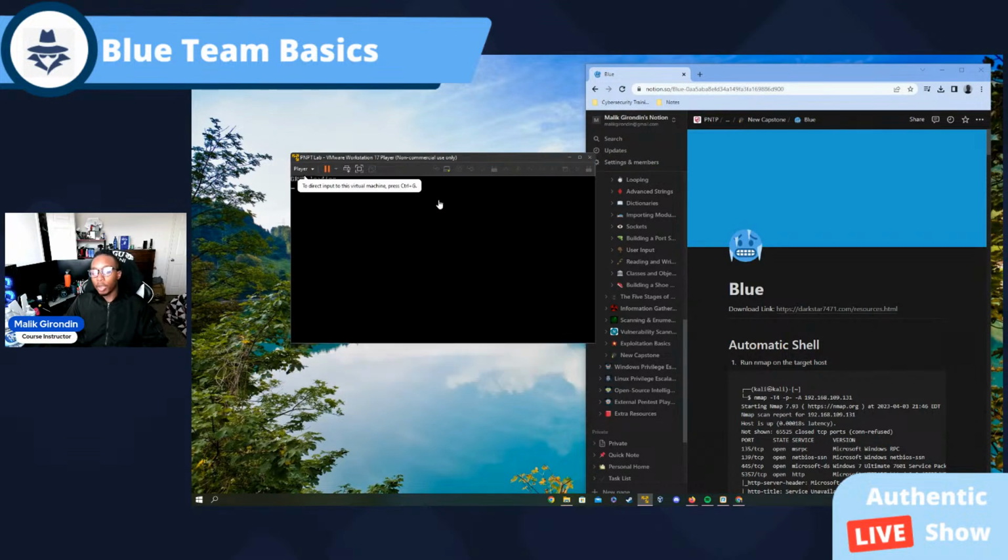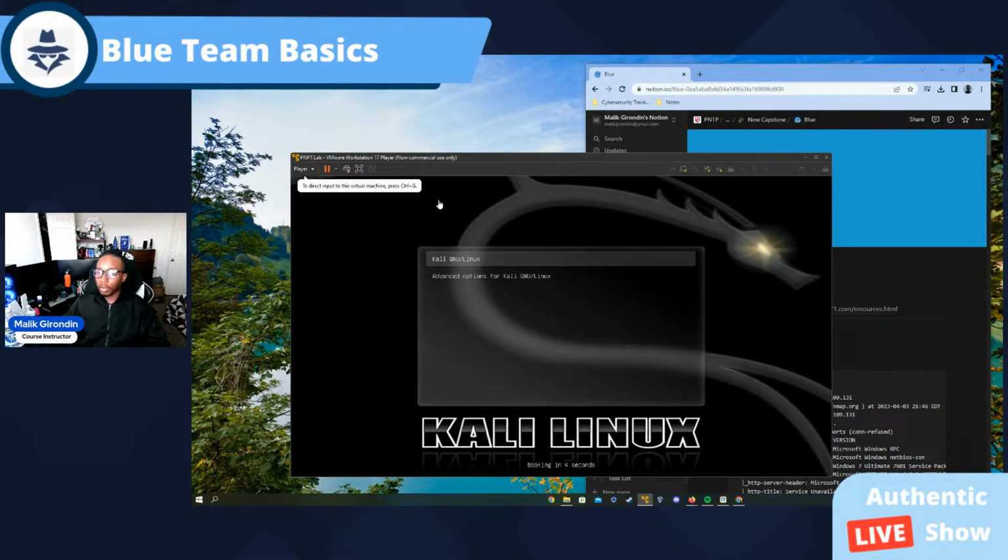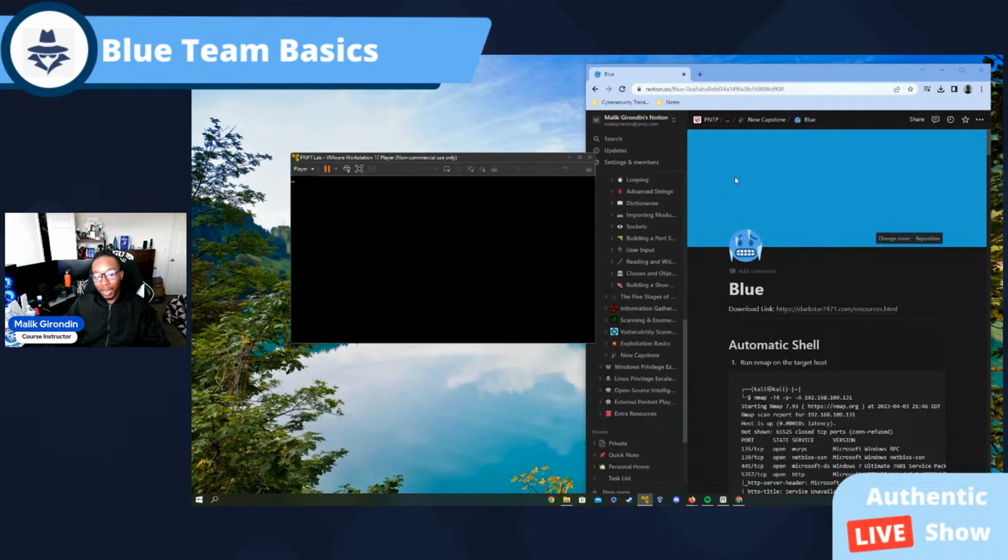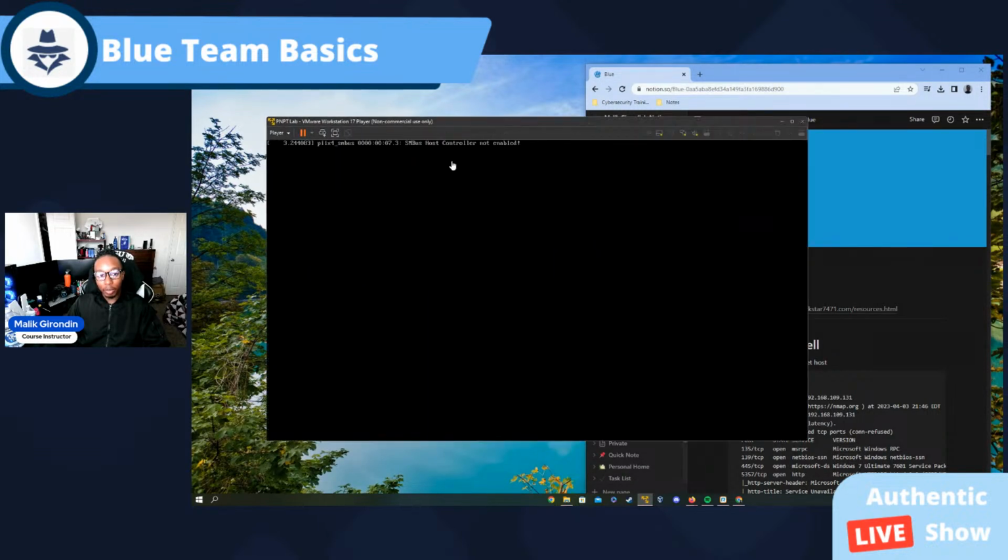I'm using VMware as a hypervisor. You could also use VirtualBox. It doesn't matter. I prefer VMware. I like the layout. Pretty sleek. Never had an issue thus far. I do get some random bugs where I can't edit the virtual machine for some reason. But other than that, it's pretty good.